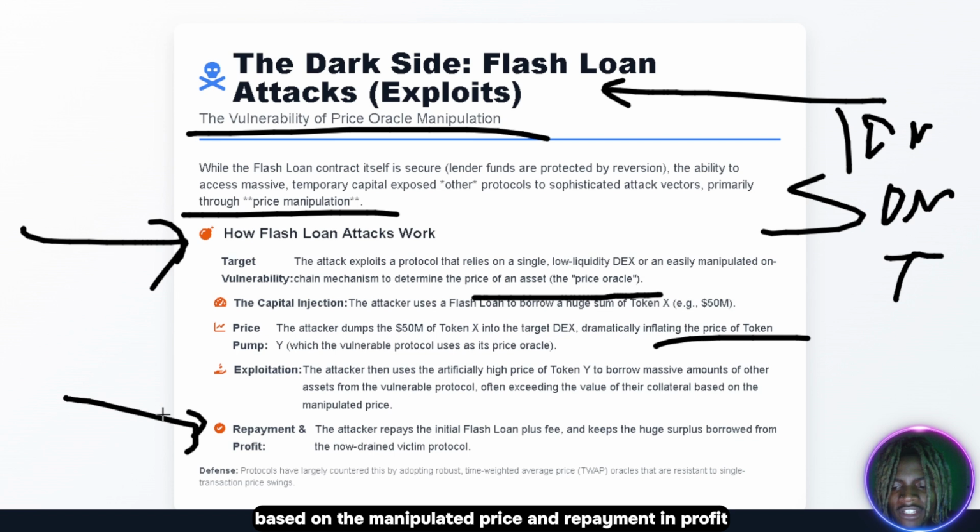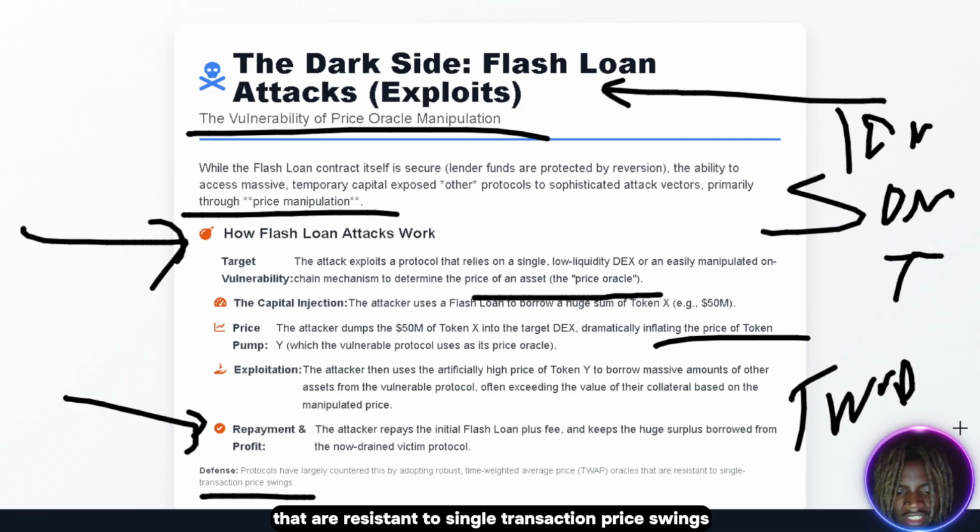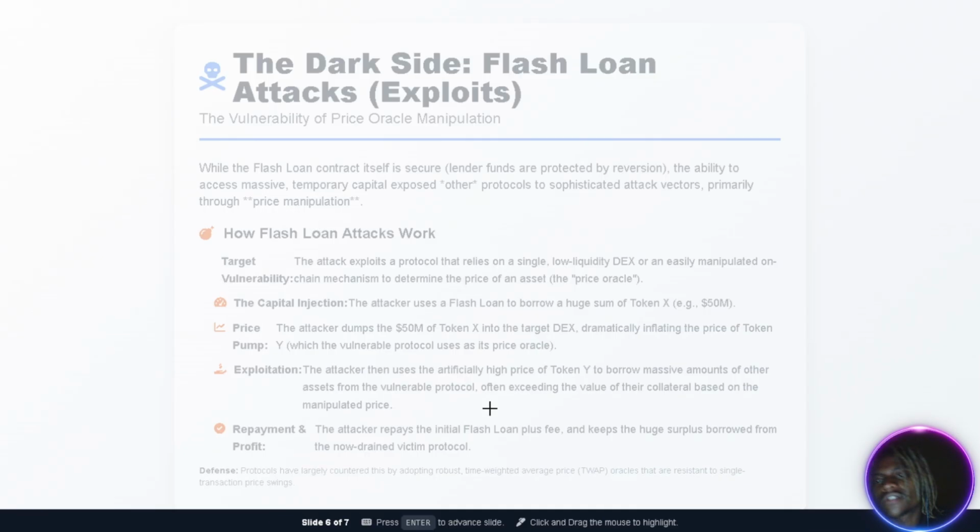And repayment and profit. The attacker repays the initial flash loan plus fee and keeps the huge surplus borrowed from the now drained victim protocol. In defense, protocols have largely countered this by adopting robust, time-weighted average price, also known as TWAP, oracles that are resistant to single transaction price swings.